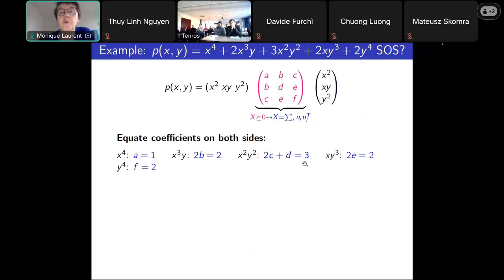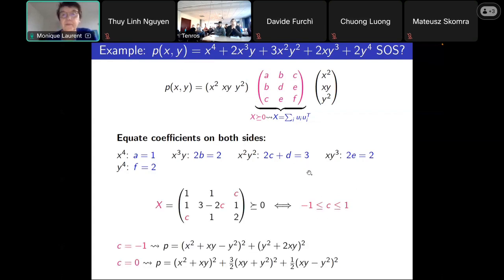Let's do one more, x squared y squared. The coefficient in P is 3. And how do we get it here? There are two ways to get it. Either you take xy times xy, since this is entry D, or you do x squared times y squared, which is C and C here. So the constraint will be 2C plus D is equal to 3, and so on. You write all these constraints, and then you see that your matrix X can only be of this form.